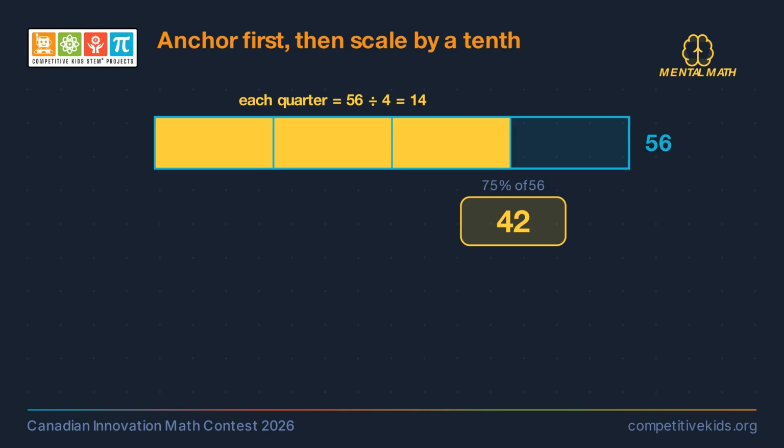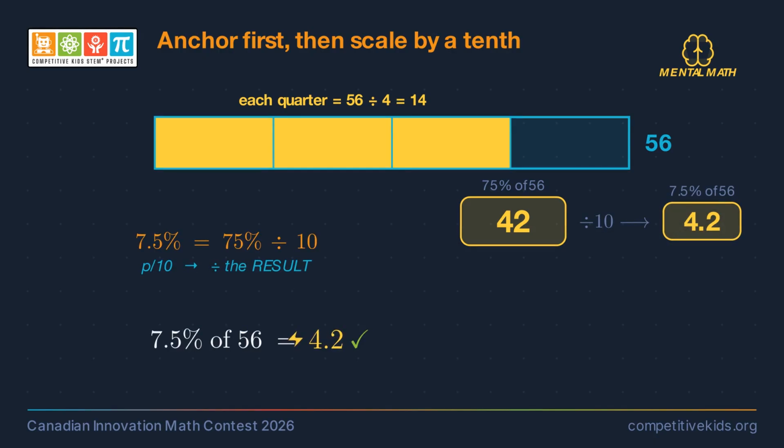7.5% is 75% divided by 10. So divide the result by 10. 42 divided by 10 is 4.2.